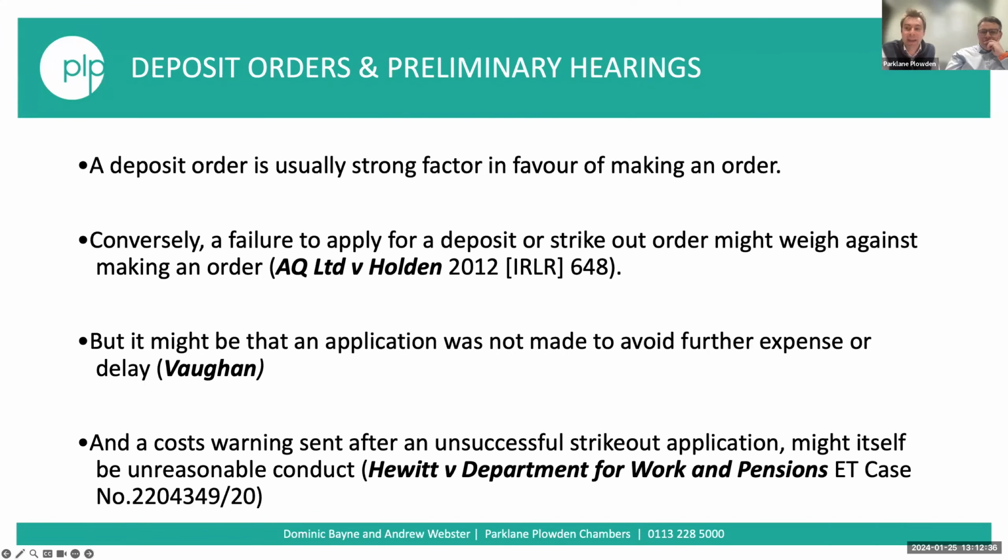The only thing to bear in mind is that if you do make a strikeout application and it fails, or a deposit order and it fails, that might limit your ability to pursue a costs order later. And although it's only a first instance decision, I've included the case of Hewitt there as a salutary reminder of the need not to use cost warning letters in an inappropriate case. So in Hewitt, the DWP ended up with a preparation time order against it for 50% of the claimant's costs, because the judge felt that having refused the strikeout application, it was inappropriate for the respondents then to go on after that and send a cost warning letter.